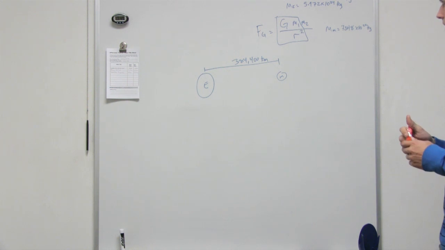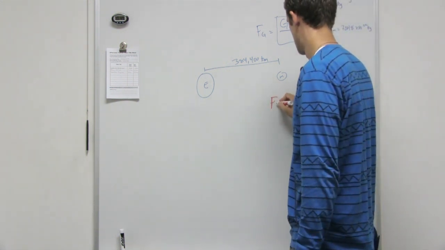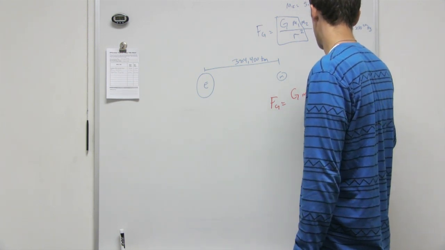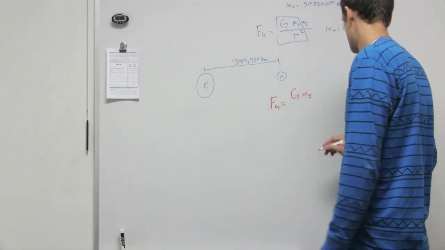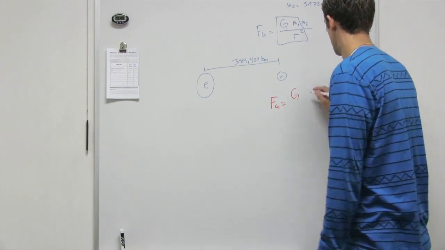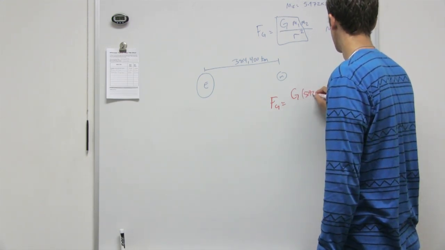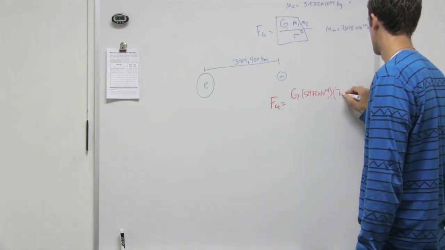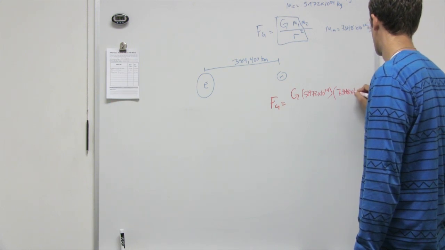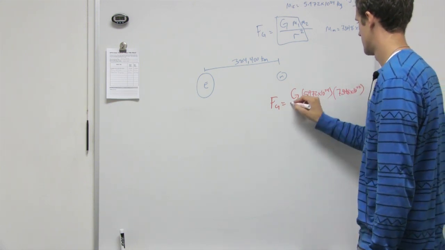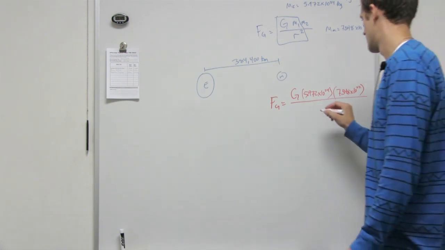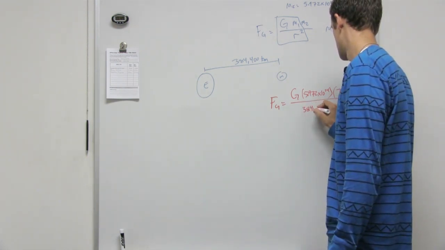So M1 would be, I guess, the Earth's mass. Right. So this would be the mass of the Earth, and then M2 would be the mass of the moon. So you have 5.972 times 10 to the 24th over 384,400 kilometers squared.